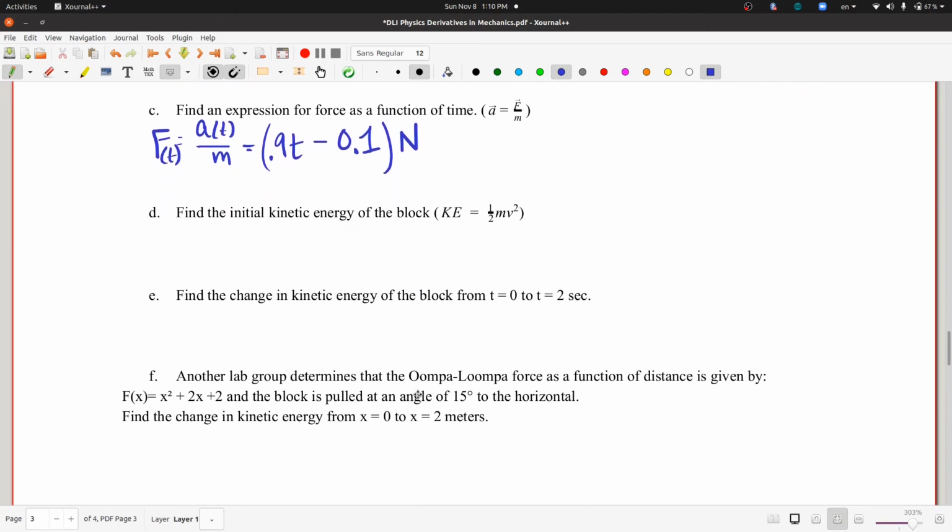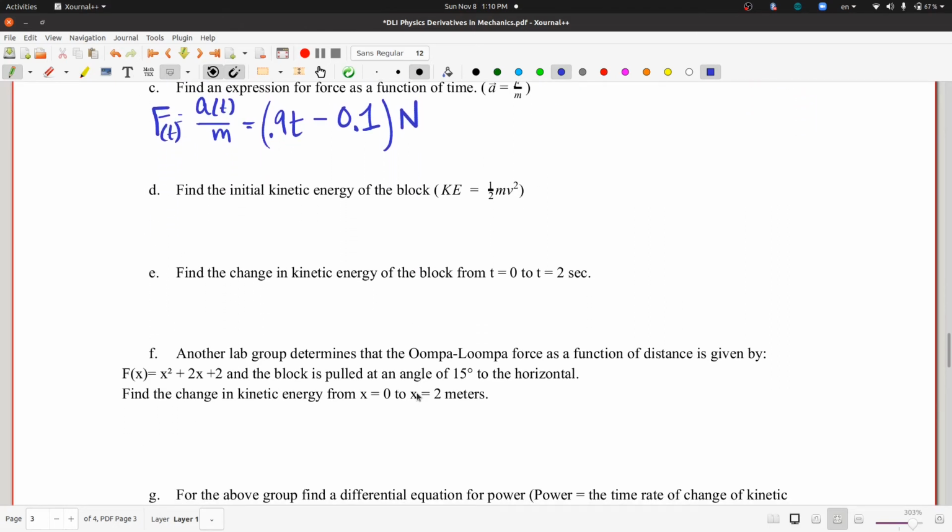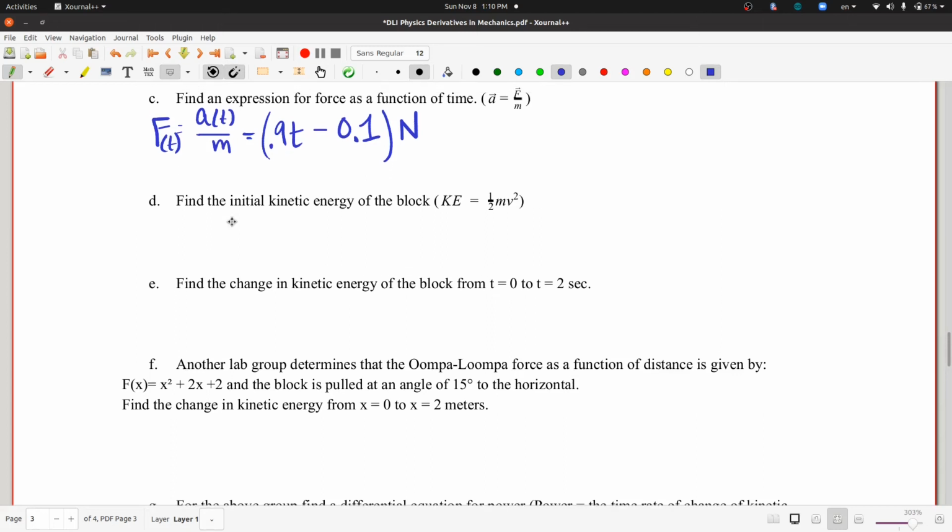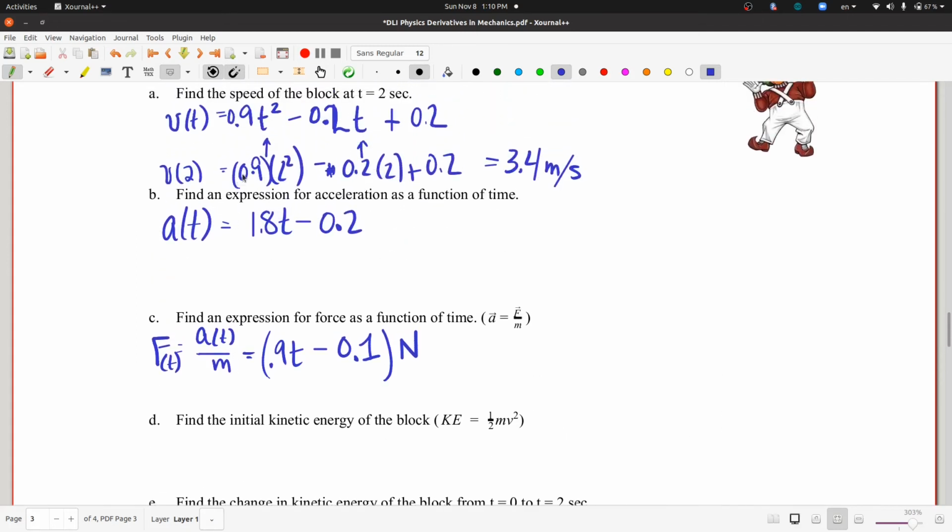Find the initial kinetic energy of the block. KE equals 1/2 m v squared. So we want this at t equals 0. All we have to do is take our expression for velocity, which is right here, and plug in t equals 0 to find the initial value. So this term disappears at t equals 0. It's equal to 0. Second term equal to 0. We have only the constant term. So velocity at t equals 0 is 0.2.